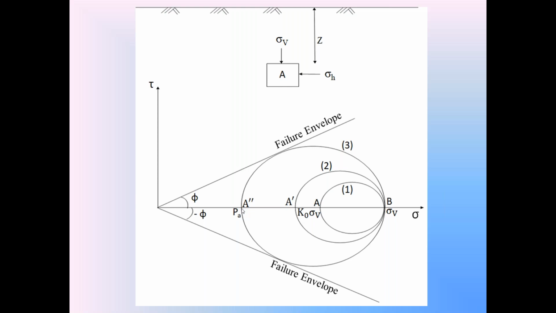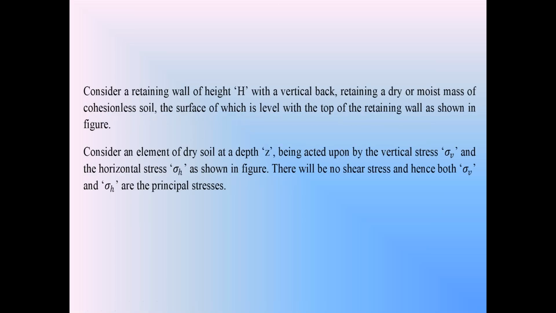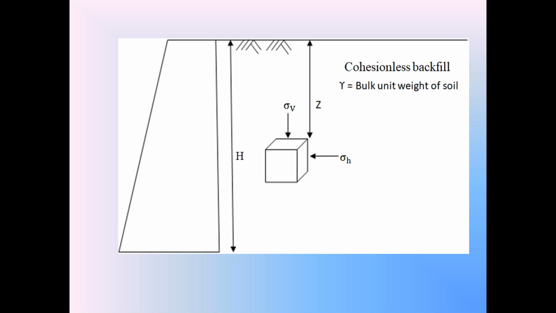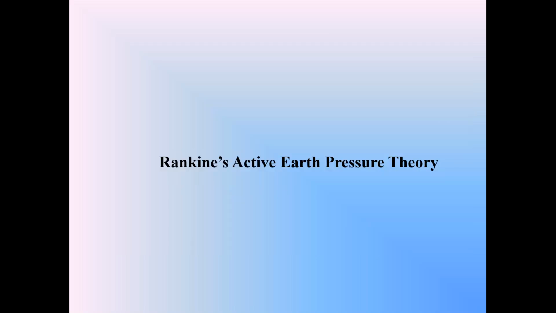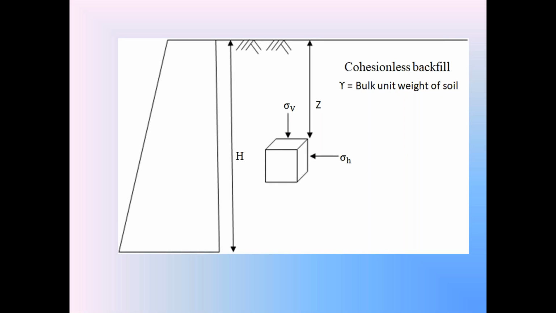In this Rankine's active earth pressure theory, first we consider the backfill is in rest condition. So please follow this earth pressure theory carefully. Rankine's active earth pressure theory. In this theory, we consider the retaining wall of height h. The retaining wall is supporting the backfill. First we assume the retaining wall is in rest condition. So the backfill is also in rest condition. In that rest condition, we consider the soil element in the backfill.